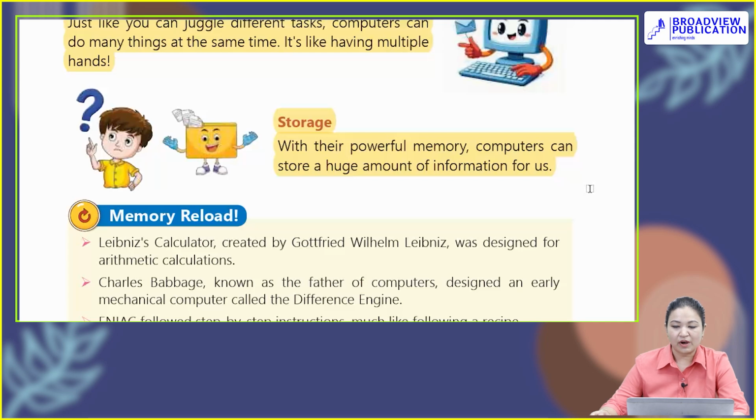Storage. With their powerful memory, computers can store a huge amount of information for us. So it is very difficult for us to store so much data in our brain, but a computer can store so much data.